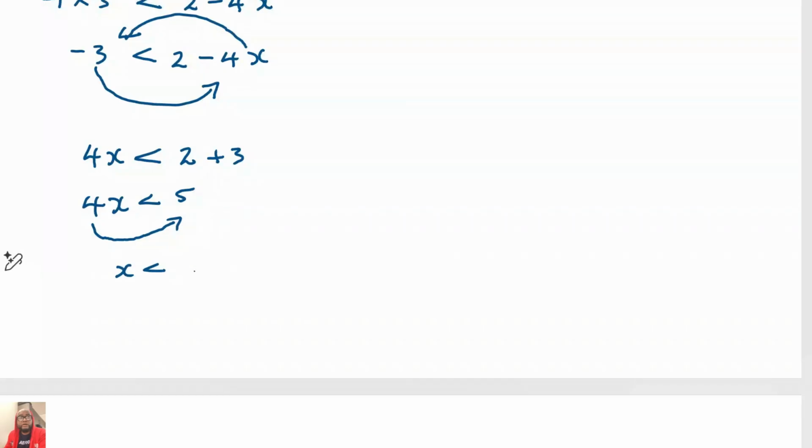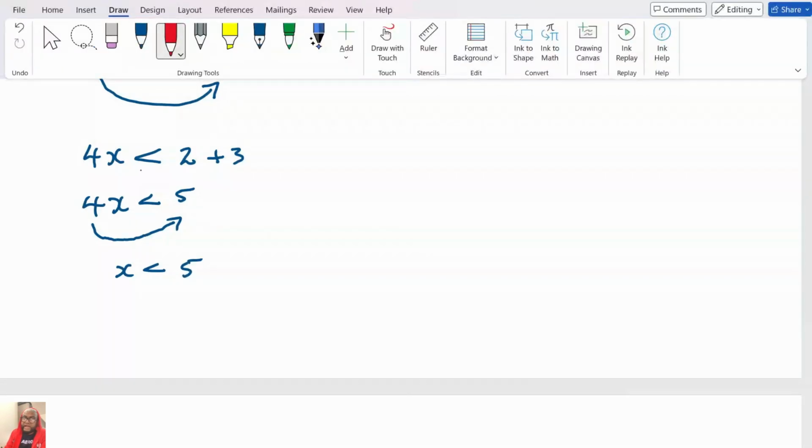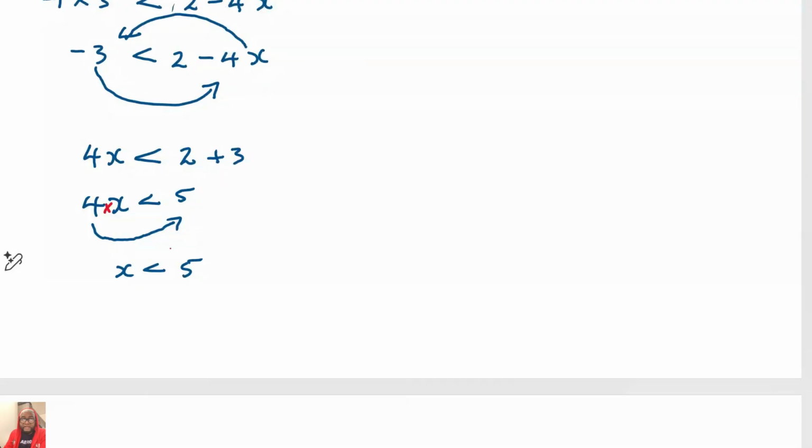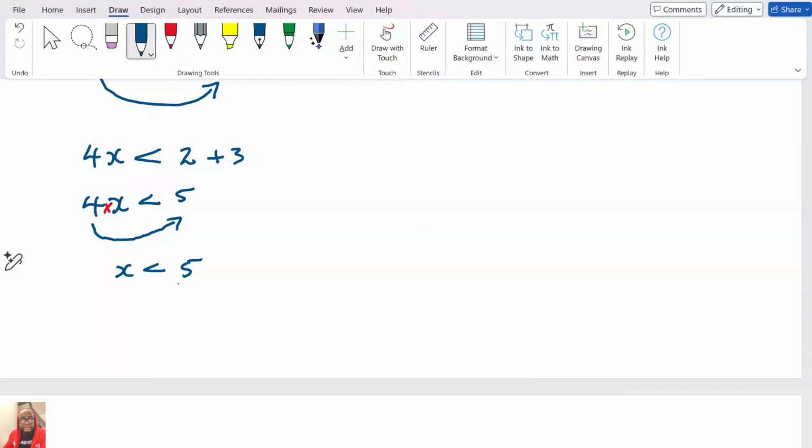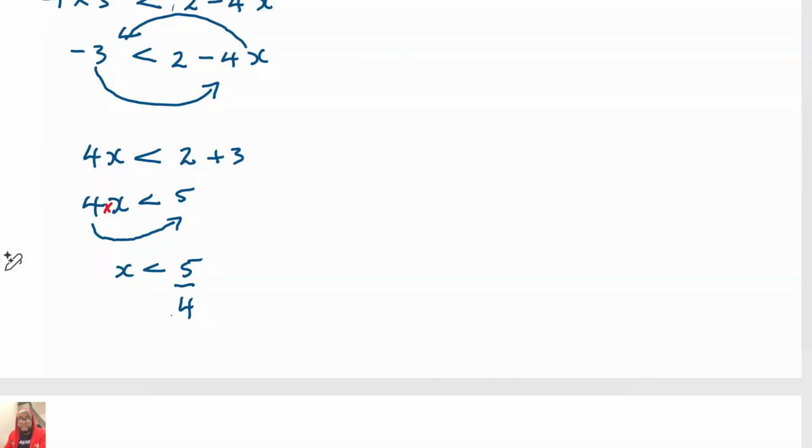What am I doing with the 4? 5 subtract 4? Multipliers understood between the 4 and the x, the opposite of multipliers. Right? So x is less than 5 over 4 there.